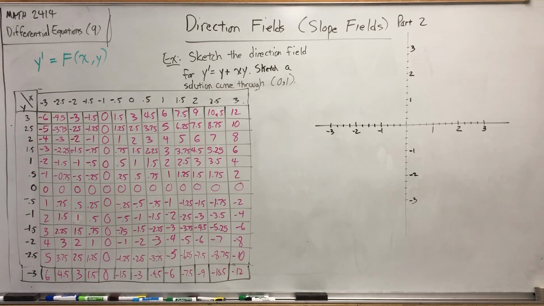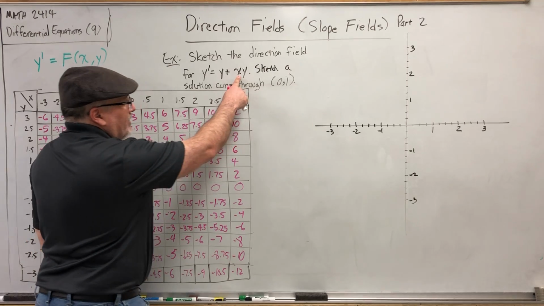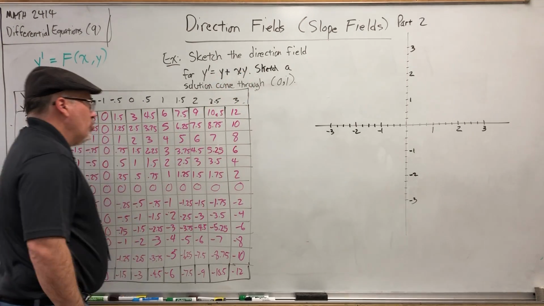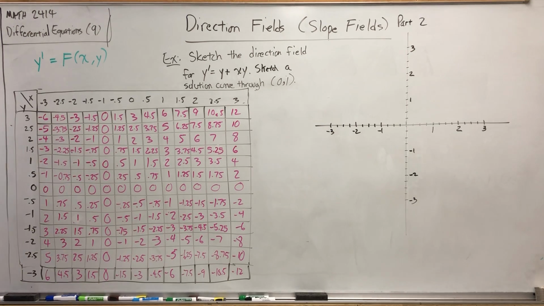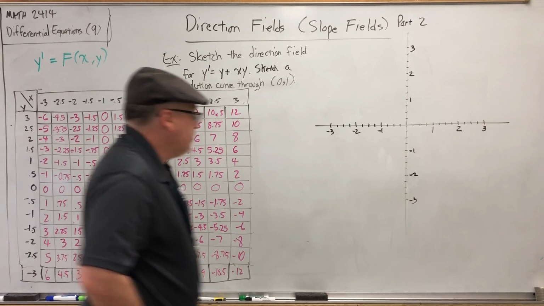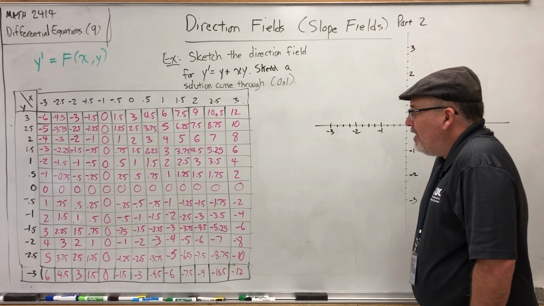Some other columns that were easy to populate were, for example, when x equals 1. When x was equal to 1, then this becomes y plus y, which is 2y. So for this column, you just had to double the y's. It got a little bit uglier when we had the decimals, but it's just decimals. So anyway, now we have these 169 slopes.